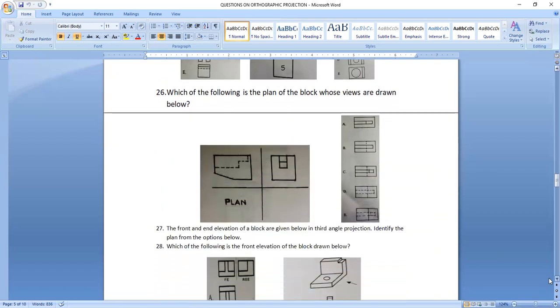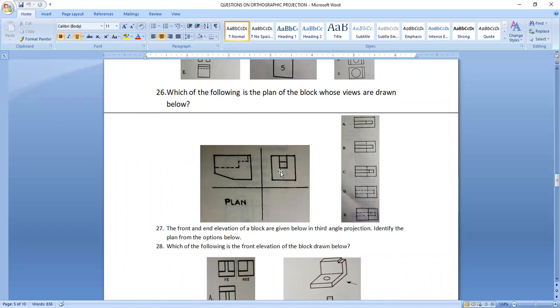Which of the following is the plan of the block whose views are drawn below? What you need to do here is to visualize what the isometric block is, or make a sketch of that isometric block. You need to know that these views are drawn in first angle orthographic projection. This is the front elevation, this is the plan as indicated here, and this is the end elevation.